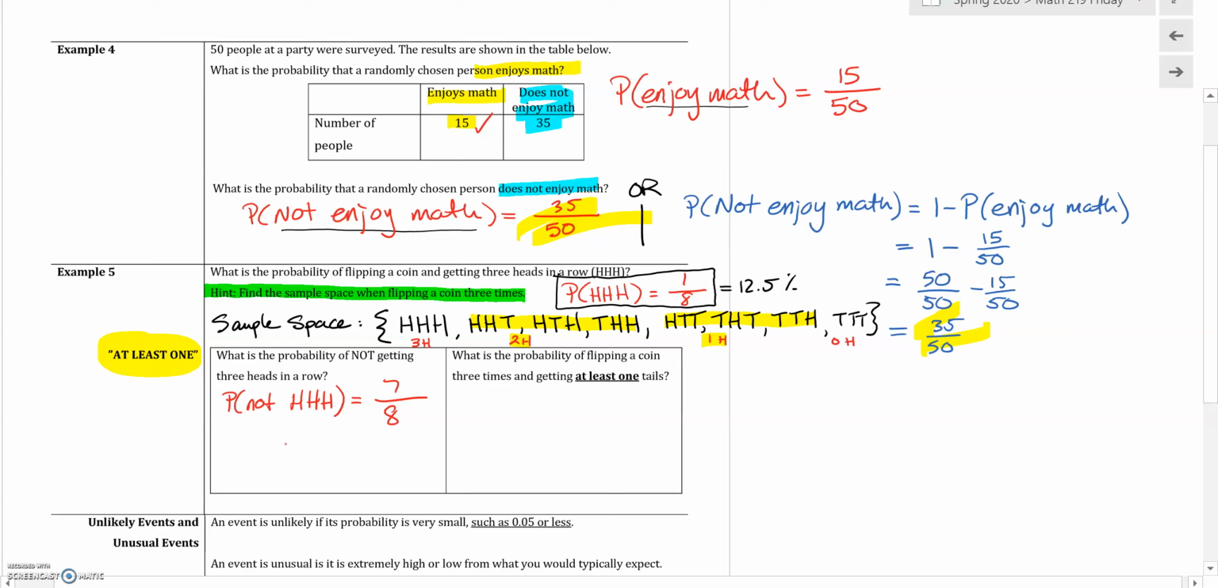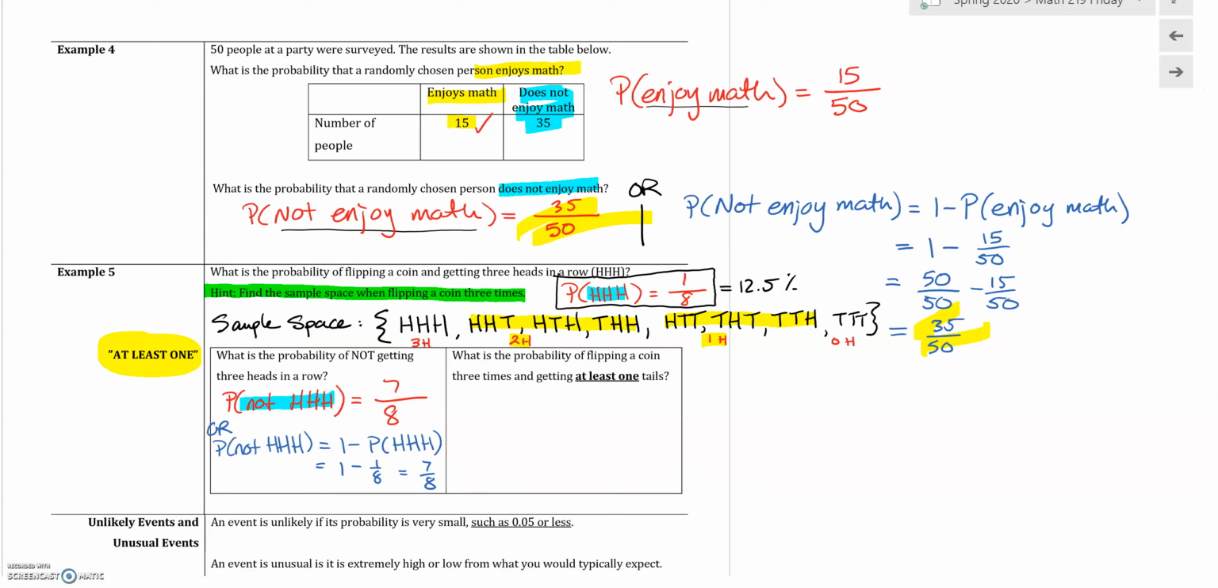Okay, another way to do this, though, is to utilize complement. If you notice, this guy and this guy are complementary events, right? So one thing I could have done is I could have said the probability of not heads, heads, heads is the same as 1 minus the probability of heads, heads, heads. Right? If it's not raining, it's 1 minus the probability that it's raining. So this is 1 minus 1/8, which would also be 7/8. So another way to go about it.